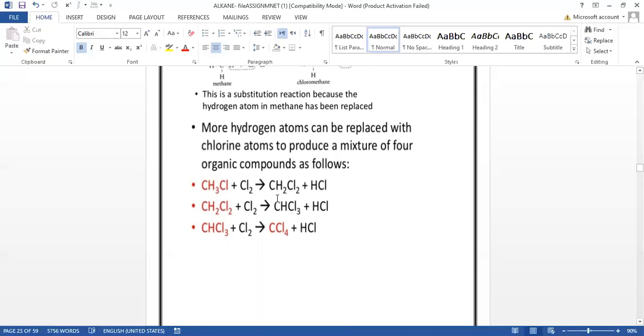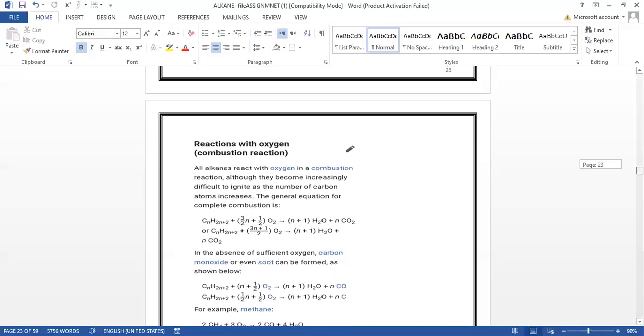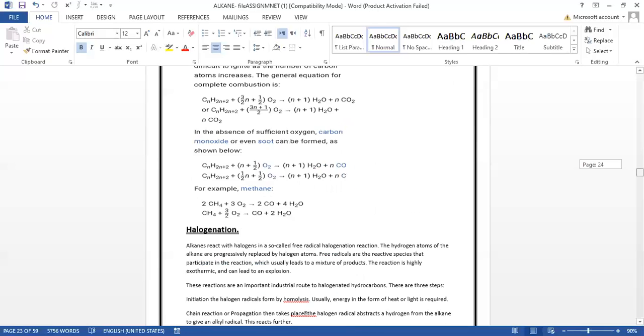This is dichloromethane, this is trichloromethane, and this is how we get tetrachloromethane. This is the reaction of the alkane with the halogen.